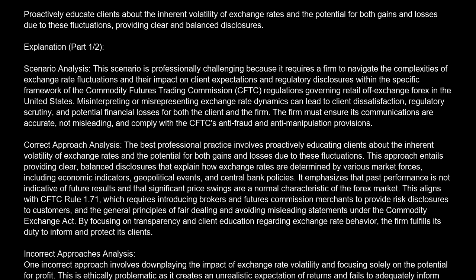This approach entails providing clear, balanced disclosures that explain how exchange rates are determined by various market forces, including economic indicators, geopolitical events, and central bank policies. It emphasizes that past performance is not indicative of future results, and that significant price swings are a normal characteristic of the forex market. This aligns with CFTC Rule 171, which requires introducing brokers and futures commission merchants to provide risk disclosures to customers, and the general principles of fair dealing and avoiding misleading statements under the Commodity Exchange Act. By focusing on transparency and client education regarding exchange rate behavior, the firm fulfills its duty to inform and protect its clients.